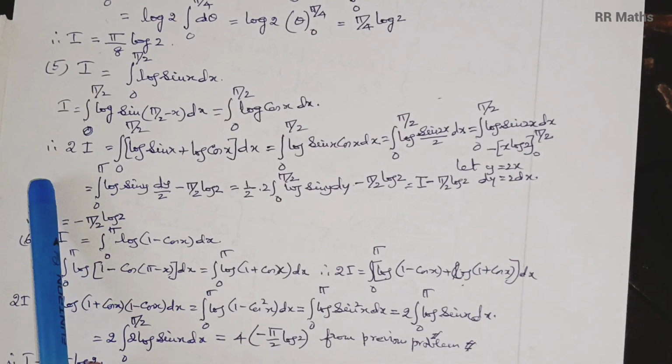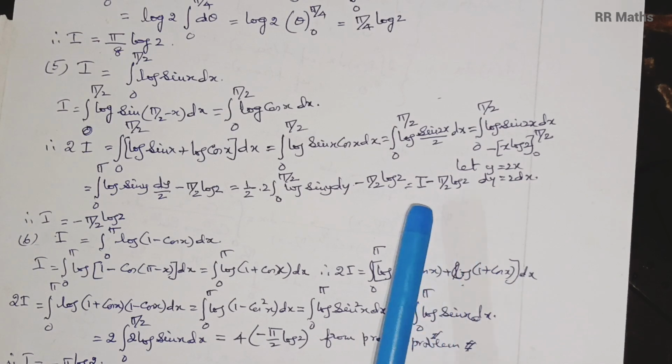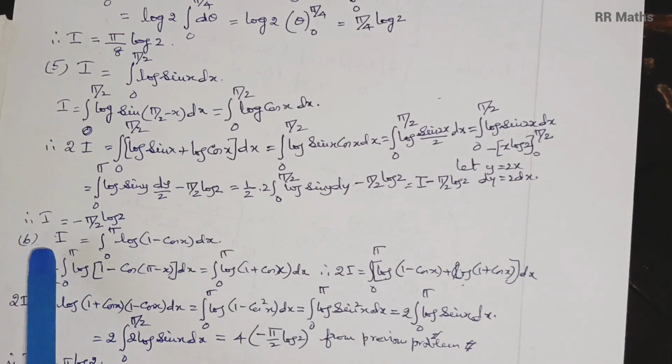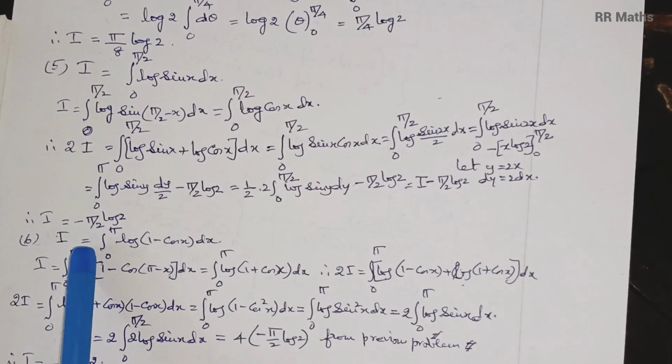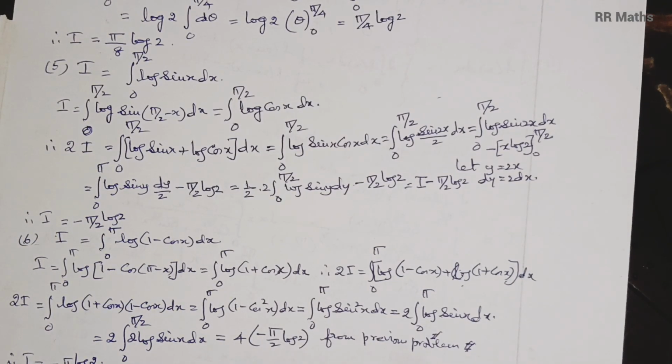Now this side we had 2I, and it is equal to I minus pi by 2 log 2. So taking this I on the other side, you get 2I minus I, which is I, is equal to minus pi by 2 log 2. That's your final answer.